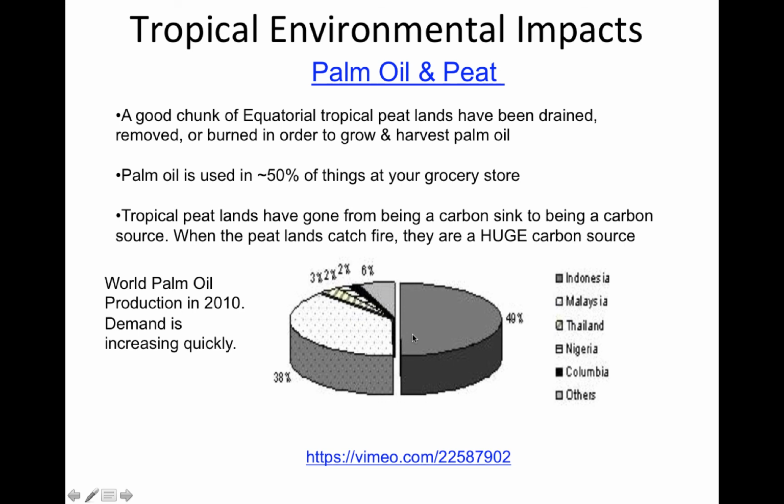This pie chart shows the world palm oil production in 2010. The demand is still increasing very quickly. So here's Indonesia as one of the primary producers. Malaysia's in there, is also a big hotbed.